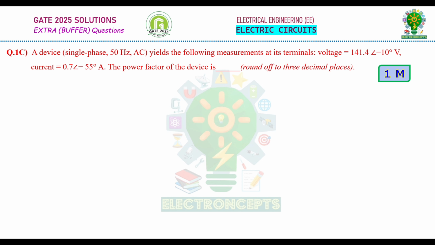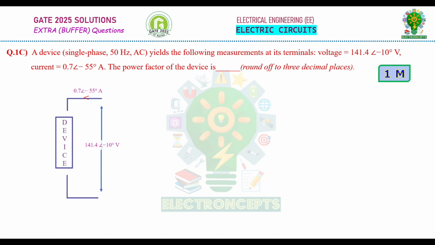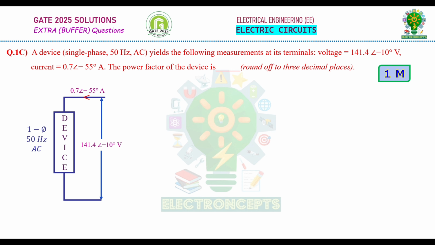Question number 1c, this is a GATE 1 mark question. A device which works with single phase 50 Hz AC yields the following measurements at its terminals. Voltage is equal to 141.4 at an angle minus 10 degrees and current is equal to 0.7 at an angle minus 55 degrees. The power factor of the device is... Now let us take the device which is connected to a single phase 50 Hz AC supply. Now let us draw the phasor diagram. First let us take voltage. V is equal to 141.4 at an angle minus 10 degrees volts. Now taking current, I is equal to 0.7 at an angle minus 55 degrees.